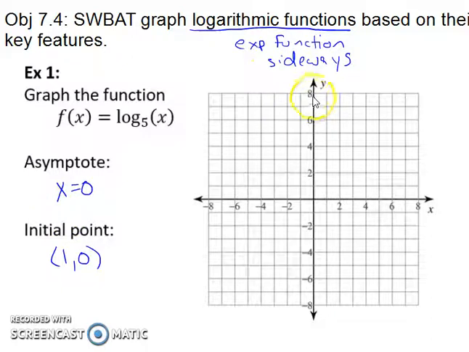So my asymptote is at x equals 0. So in my bad handwriting, I'm going to put a vertical line at x equals 0. This is the first time we've dealt with vertical asymptotes. And our initial point is at 1, 0. So that's on the x-axis right there.